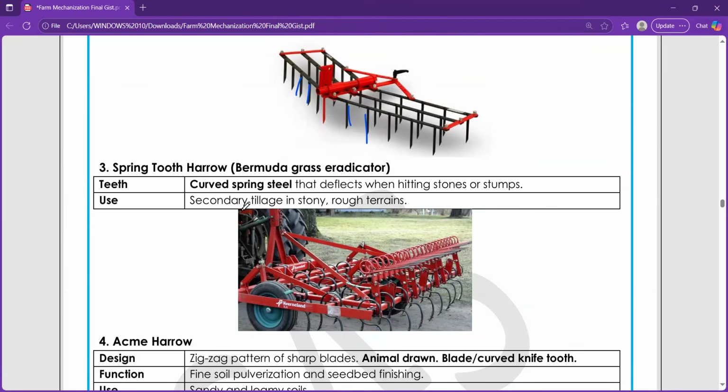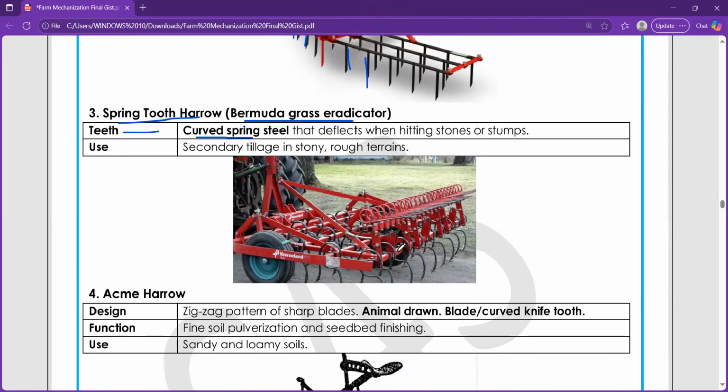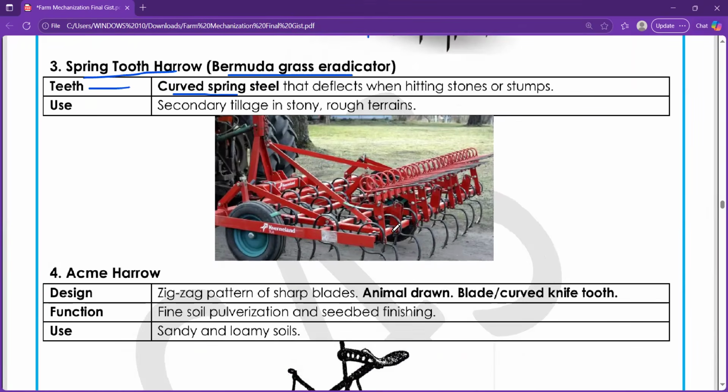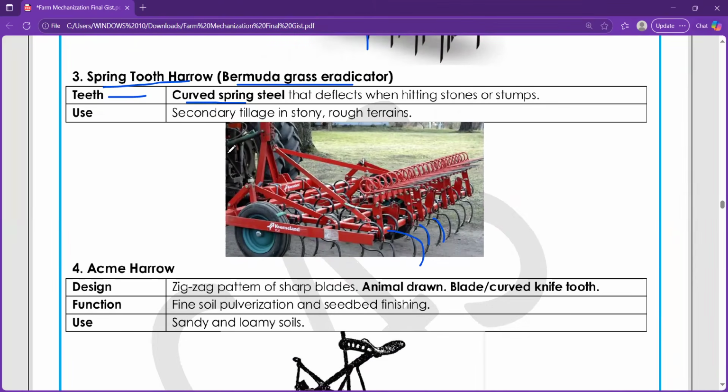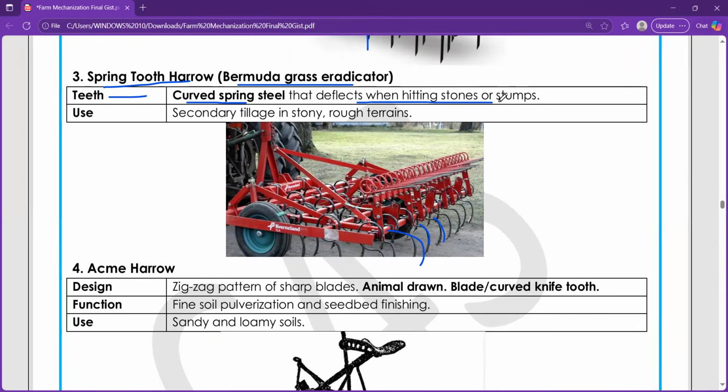Okay. Next we have spring tooth harrow, which is also known as Bermuda grass eradicator or quack grass eradicator. In this, the teeth are kind of curved. You can see in the image how the spikes are slightly curved, right? So these are known as spring tooth harrow. They are curved spring steel that deflects when hitting the soil or stumps, and they are generally used as secondary tillage in stony or rough terrains.